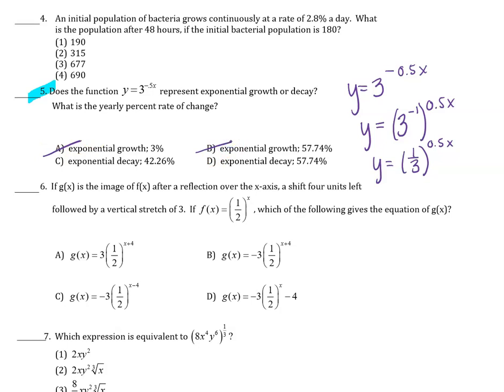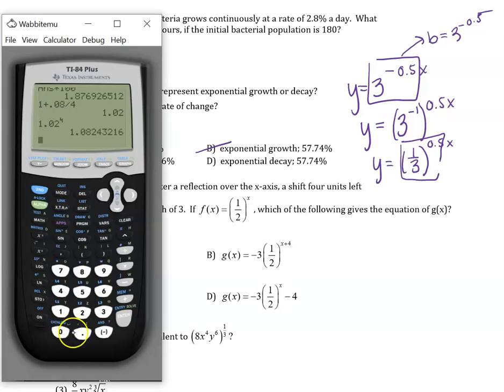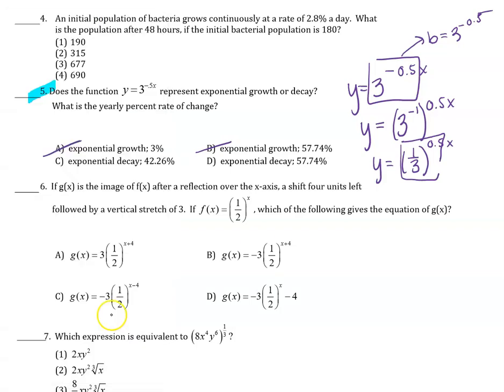Now, as far as the exponential decay goes, we're going to do 1/3 to the 0.5, or even just go back up here. Your b value is 3 to the negative 1/2, or 0.5. Okay, so that is my b value. I subtract 1, multiply by 100. Looking at about 42.26%, which would be option C.